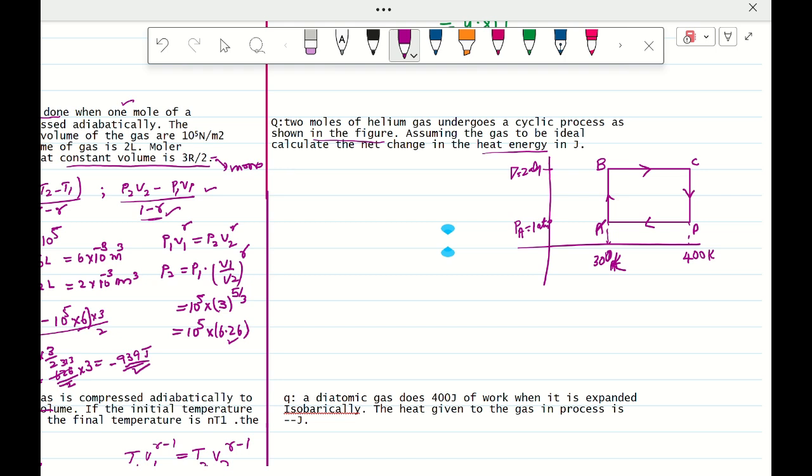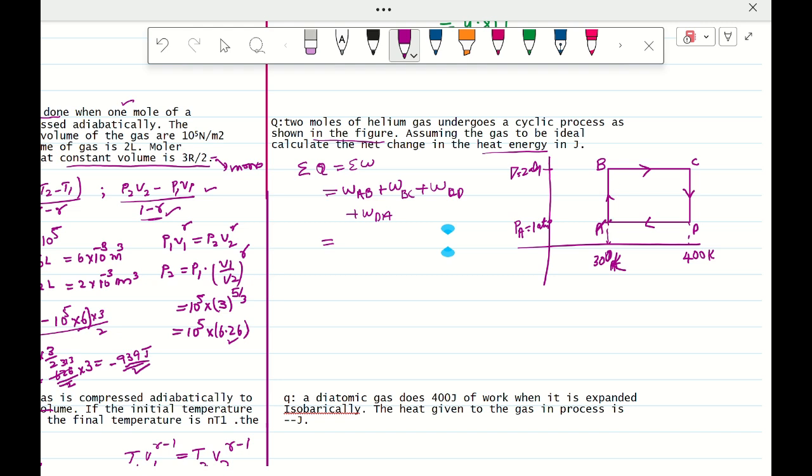Therefore, for the cyclic process, we already know it is clockwise, so positive. Therefore, ΔQ is equal to ΔW, which means W of AB plus W of BC plus W of CD plus W of DA. So heat is equal to work done, since in this case ΔU is equal to 0. Now coming to the work done in AB.